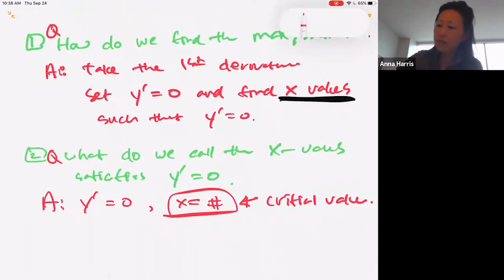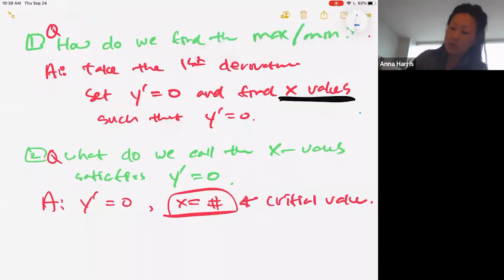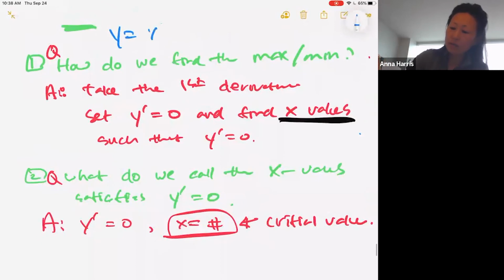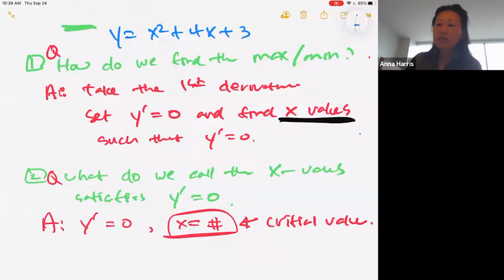And let's see an example. Let me just use a simple example. If I give you y equals x squared plus 4x plus 3, I'm going to use a very easy problem. I want to find max or min. I don't even know if it has a max or min, but say I want to find it, what do I need to do? I'm going to take the first derivative. So y prime is equal to 2x plus 4.